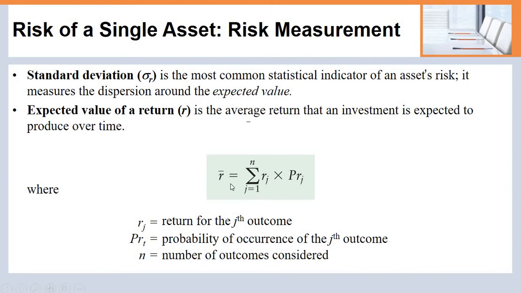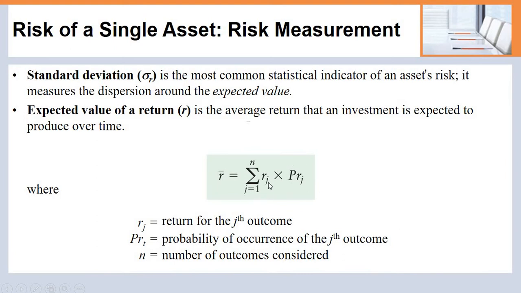So here let's look at how we find out expected rate of return, the formula. R bar indicates expected rate of return. Here Rj indicates return for the jth outcome, and PR indicates the probability.